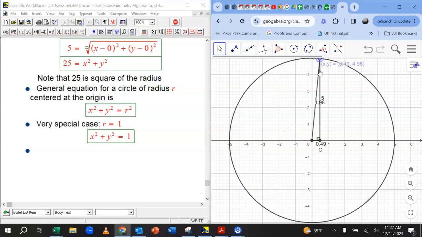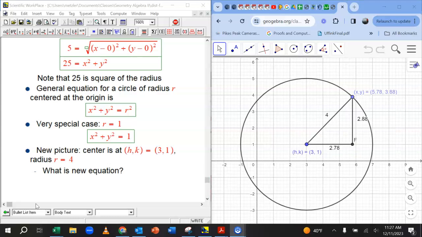They are coordinates, not just lengths. So we'll make sure to pay attention to that. Let me upgrade the picture. All right, new picture. The center is now not at the origin. I want the center to be 3, 1.